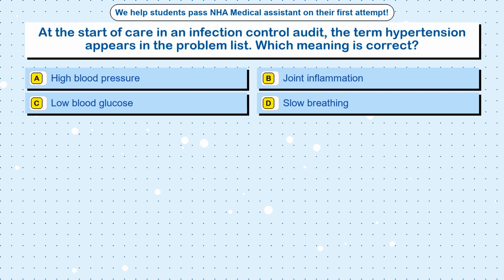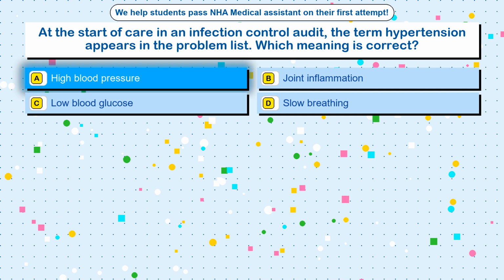Question 92. At the start of care in an infection control audit, the term hypertension appears in the problem list. Which meaning is correct? Option A. High blood pressure. Option B. Joint inflammation. Option C. Low blood glucose. Option D. Slow breathing. The correct answer is option A. High blood pressure.